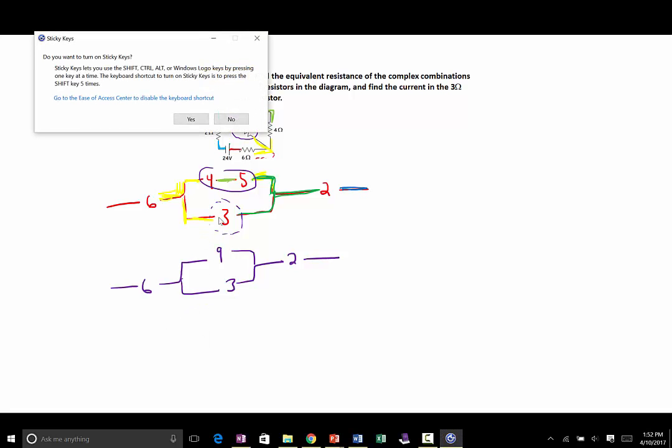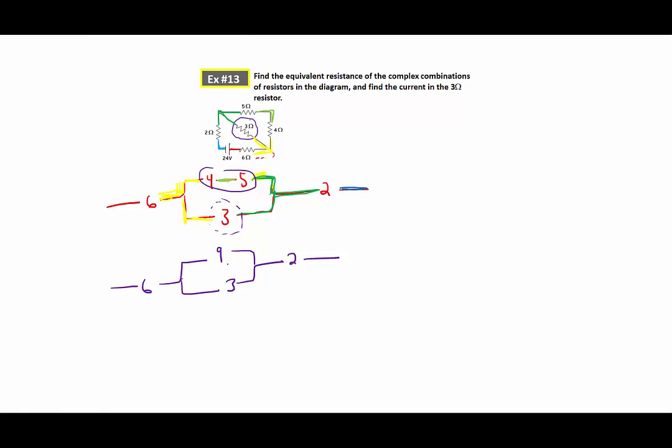Okay, now I have this other branch, I've got the 9 and the 3 ohm in parallel, so I can use the reciprocal of those added together, and take the -1 of that. And when I do that, I'm going to get, it's like having to go through a 2.25 ohm resistor. And then once I've got them all in series again, I can just add those together, and it's like having to go through 10.25 ohms of resistance. So my equivalent resistance of this entire circuit is 10.25 ohms.